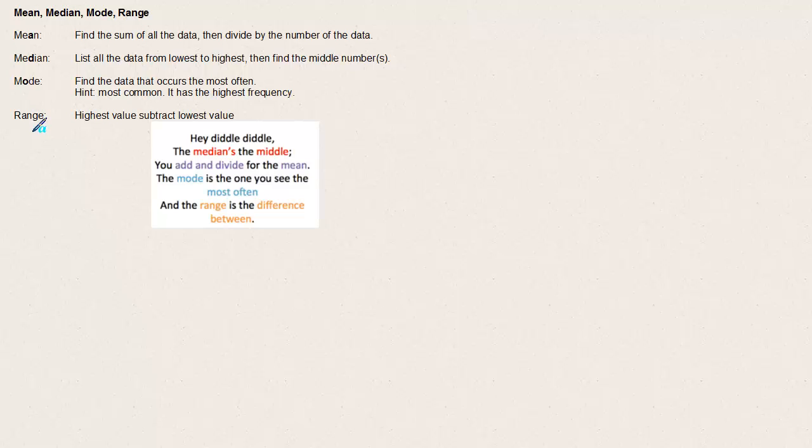The range is the highest value subtract the lowest value, and the rhyme here can help you remember them. Hey diddle diddle, the median's the middle, you add and divide for the mean, the mode is the one you see the most often, and the range is the difference between.